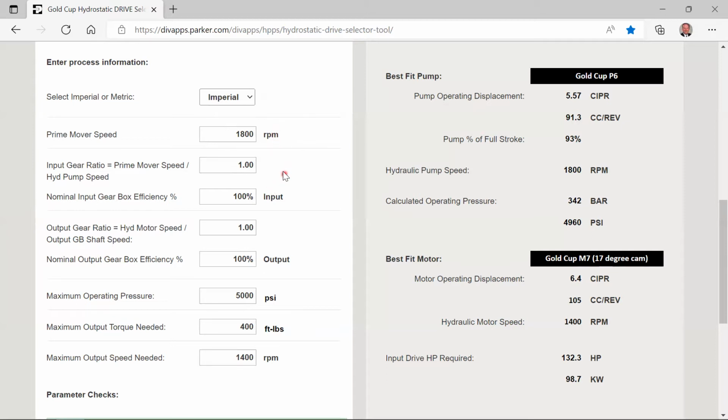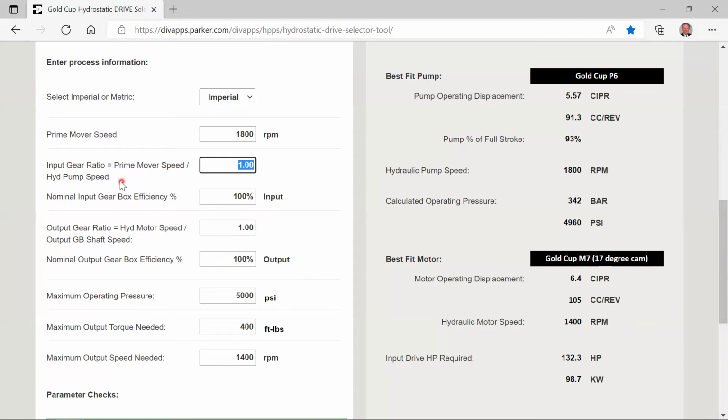And then below that, we have two small sections, one for input gearbox, the next section for the output gearbox. Now these default to a 1-to-1 ratio, and a 100% efficiency, meaning you don't have a gearbox in the application, no input or output gearbox. If you decide that you do need a gearbox and you want to change those, you'd simply change the ratio, and the definitions are given here.